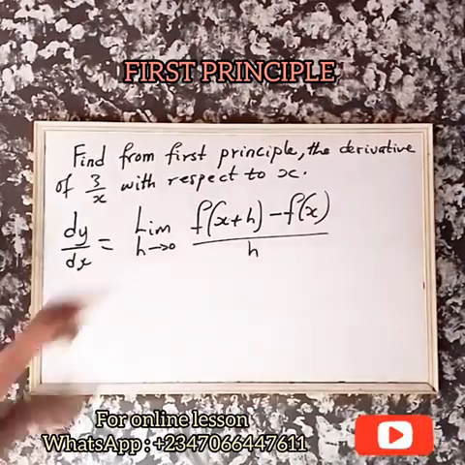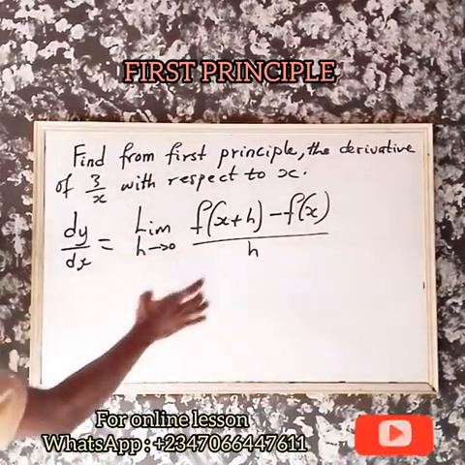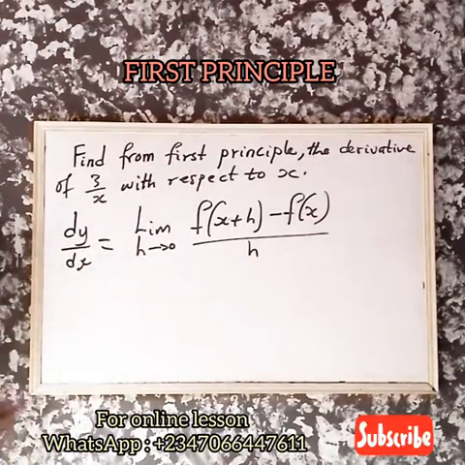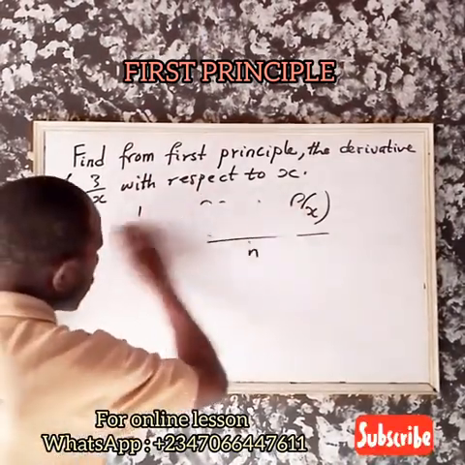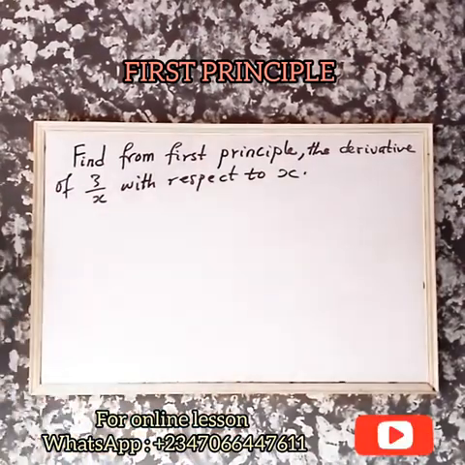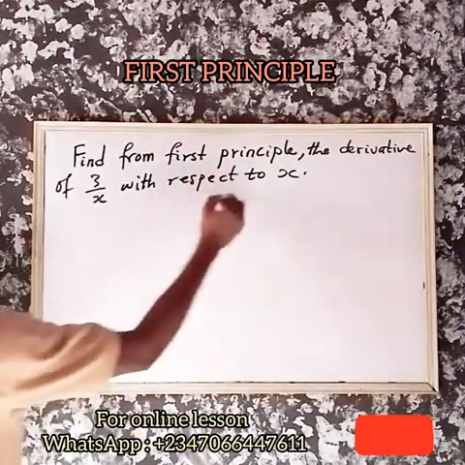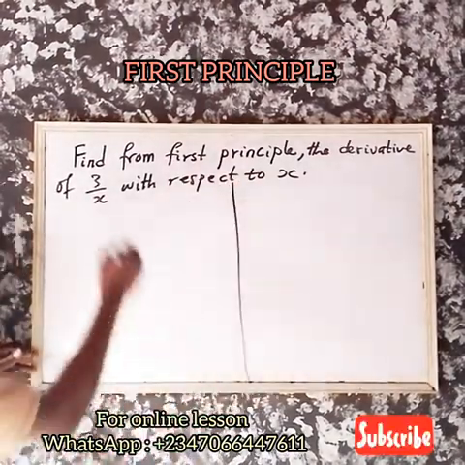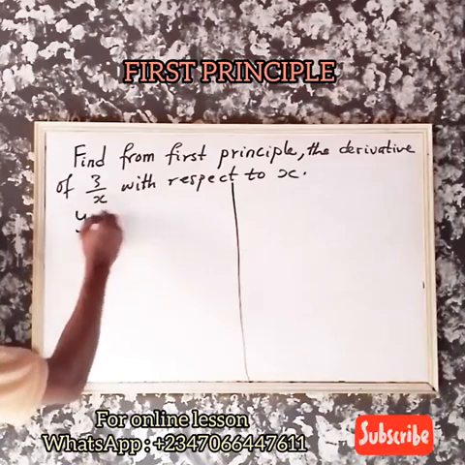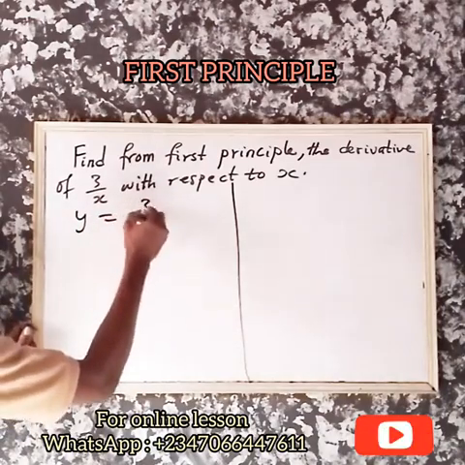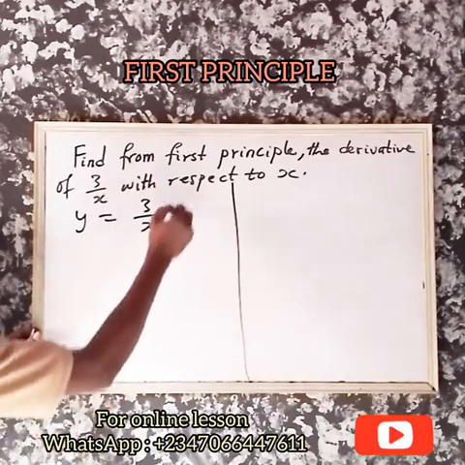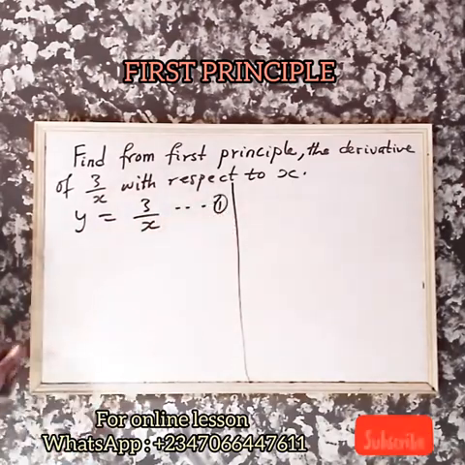Let us derive it. This formula was derived from this principle. So let's clean this. The first thing you need to do here is, let's divide the board. You say y equal to 3 over x. This is equation 1.